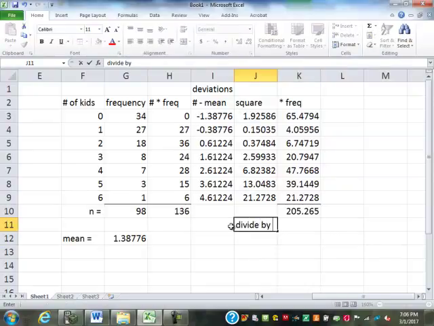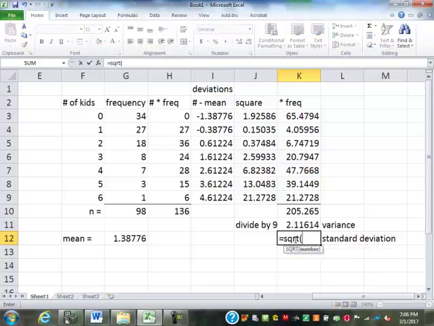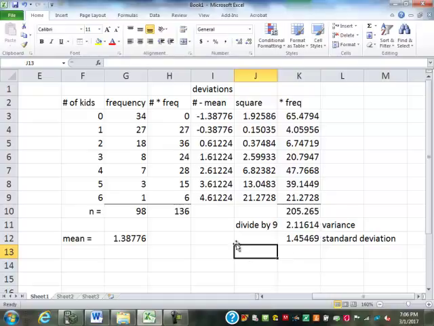I'm going to divide by what? Not 98, but 97. Why 97? Okay, n is 98, so n minus 1 is 97. So I divide that out. 2.1164 would be my variance. My standard deviation is then going to be the square root of that. So 1.45 is my standard deviation.